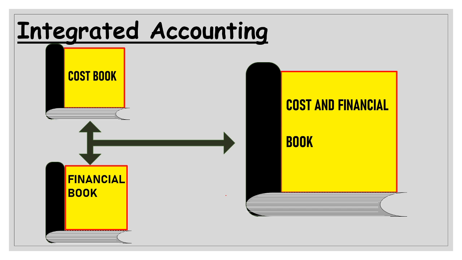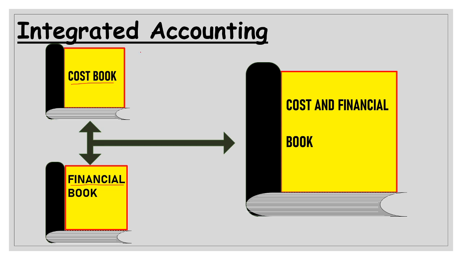Now, in our previous videos, we have already discussed non-integrated accounting, where we maintain two sets of books. One is the cost book and another one is the financial book. Now, if the company is the same and the transactions are the same, then why is there a need to record the transactions in two different sets of books instead of one book?